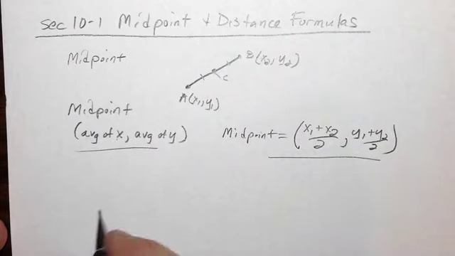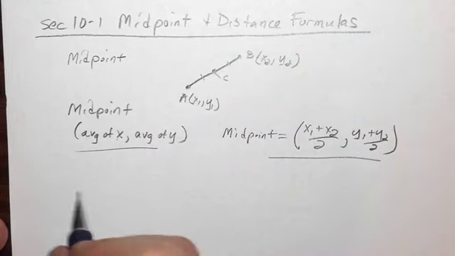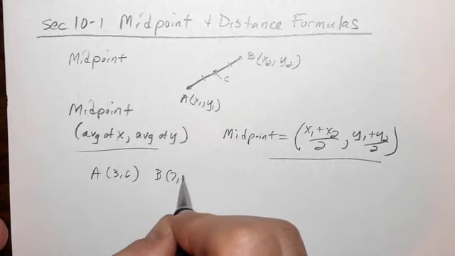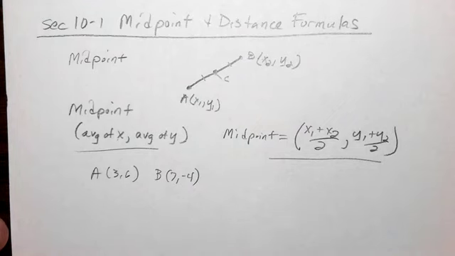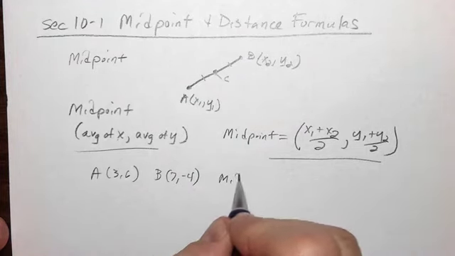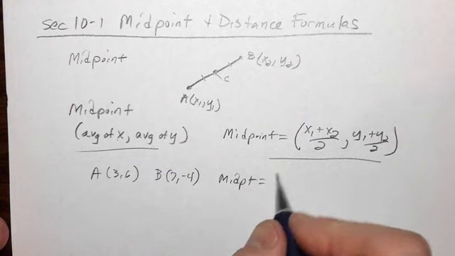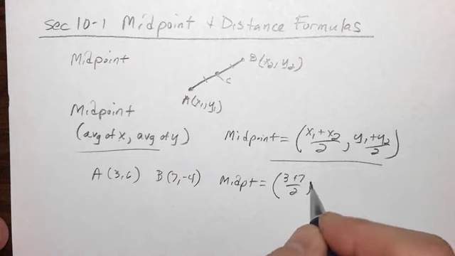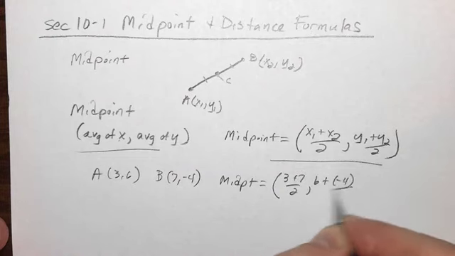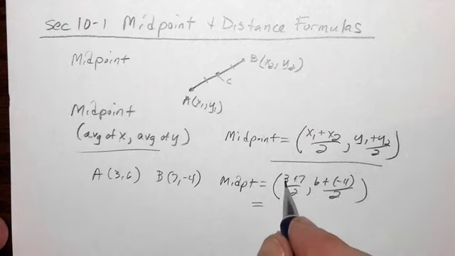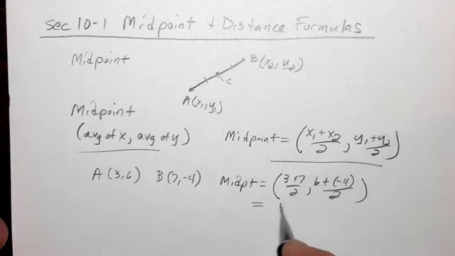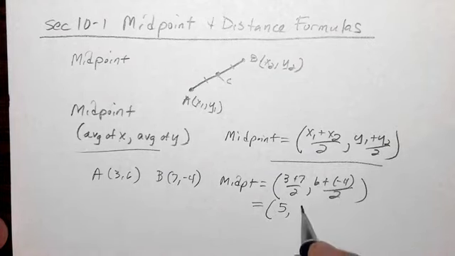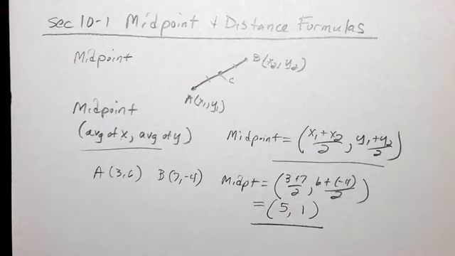And so if I gave you that we had 2 points, A was the point 3, 6, and B was the point 7, -4, and I want to find the midpoint. So the midpoint is going to equal the average of the x's, 3 plus 7 divided by 2, the average of the y's, 6 plus -4 divided by 2. If you work that out, 3 plus 7 is 10, 10 divided by 2 is 5, 6 plus -4 is 2, 2 divided by 2 is 1. So the midpoint is the point 5, 1.